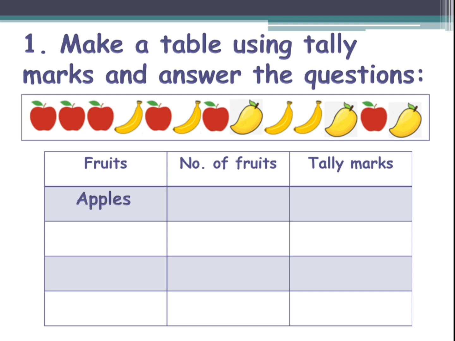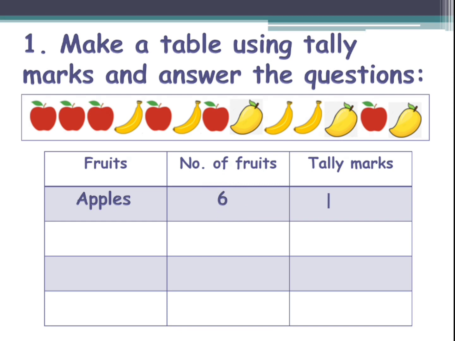So apples. How many apples are there, children? Just count. 1, 2, 3, 4, 5, 6. 6 apples are there, isn't it? So write 6. Now we have to do the tally marks. How can we do it? Tally marks are nothing but writing standing lines like this. How many do we have to write? According to the number of fruits, 6 fruits are there, so 6 lines we have to draw to show the tally mark.